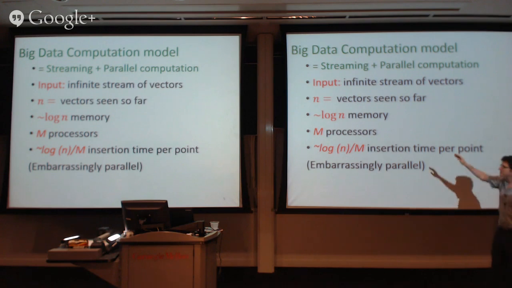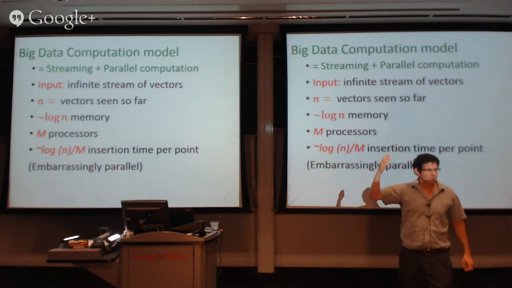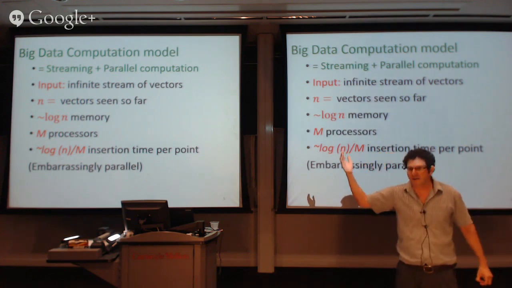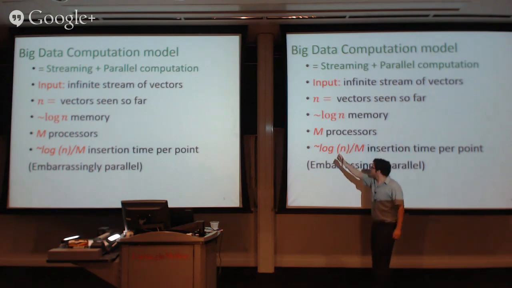So log n is small. Even if you Google, log n is quite a small number, right? The number of atoms in the universe is, I don't know how much, 2 to the 400. So the log is just 400. So log n is a small number, you should know it by now.